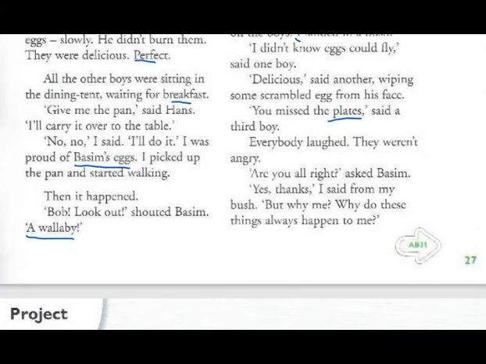So their speech is all ridiculous. Okay. Everybody laughed. They weren't angry. Are you alright? asked Basim. Yes, thanks, I said, from my bush. But why me? Why do these things always happen to me? We always repeat this sentence for Bob because he always falls into trouble and says why me, why is it always this negative.